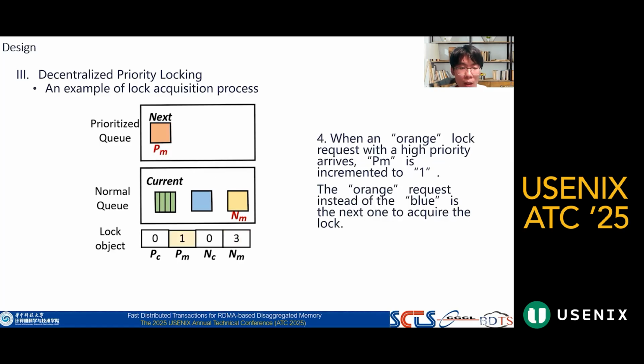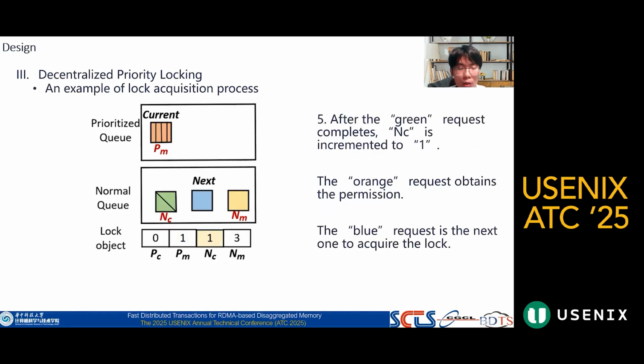At this point, an orange coordinator requests a lock with a high priority and adds a PM to 1. When the other coordinators read the lock object, they will find that a high priority request has arrived, and they will wait for the high priority request to complete first. So, the orange request instead of the blue request is the next one to acquire the lock.